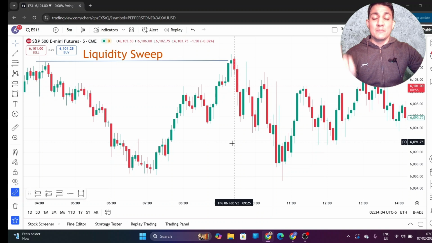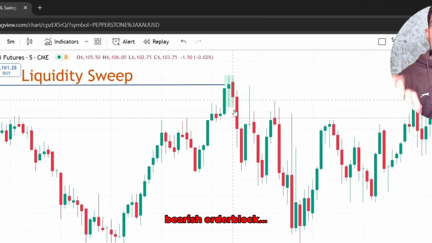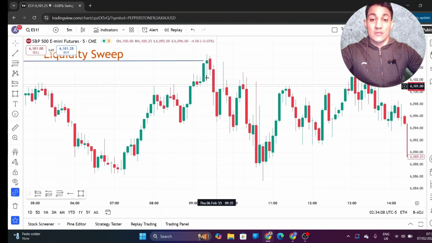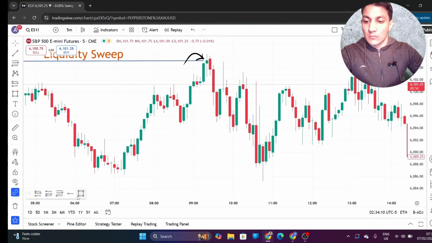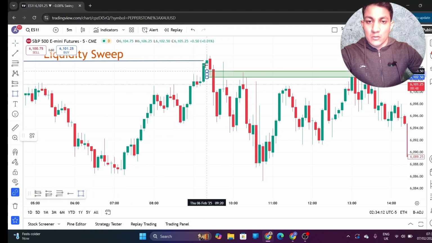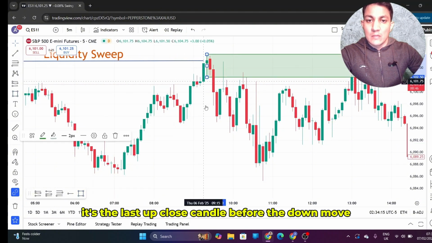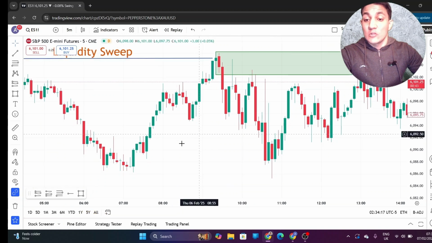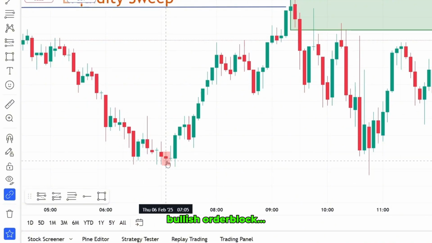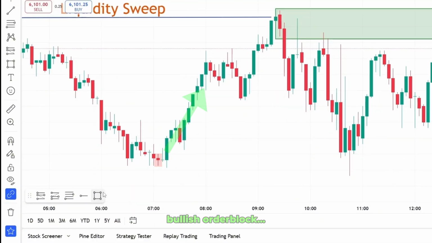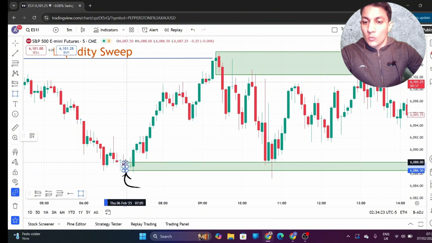Okay, so what is an order block actually? An order block is simply the last up close candle before the down move when we're bearish, right? So all it is is this candle right here. So I'm going to mark this out. This is what an order block is. It's the last up close candle before the down move when we're bearish, and when you're bullish, it's the last down close candle before the up move, right? So this little candle here would be our bullish order block.